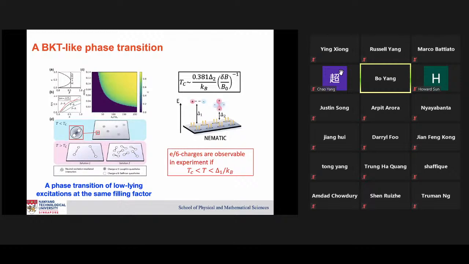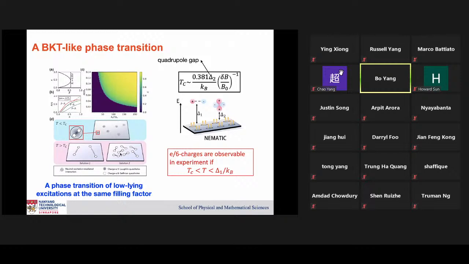So we predict a particular type of phase transition at finite temperature. We don't really require the neutral excitation to go soft as long as it is smaller. So as long as it is smaller than the temperature, then there is a KT-like transition where a certain fraction of Laughlin quasi-holes can split into two, leading to a charge of 1/6 of the electron charge that can be observable in the experiment.